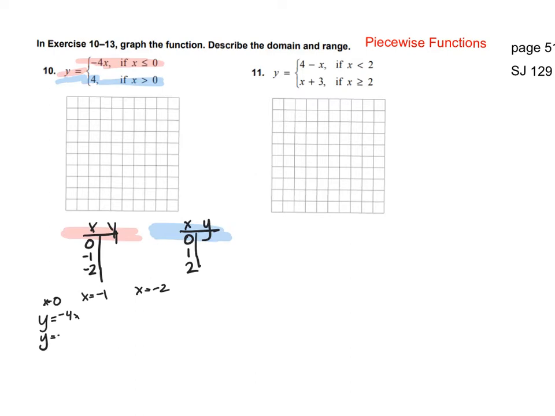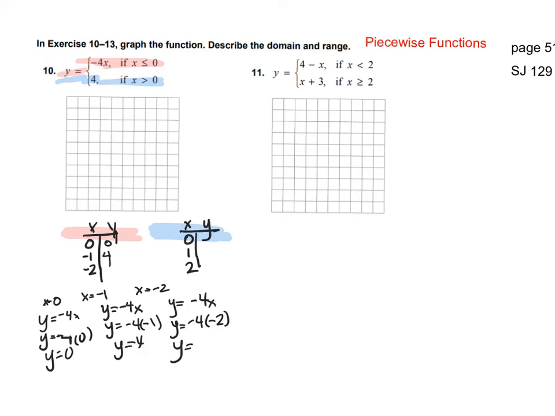Y equals negative 4 times 0. So y is 0. Then I'm going to substitute negative 1 in to that top function. Y is 4. And I'm also going to substitute negative 2 in. Y equals negative 4 times x. Y equals negative 4 times negative 2. So y is 8. And I'm going to plot those points.